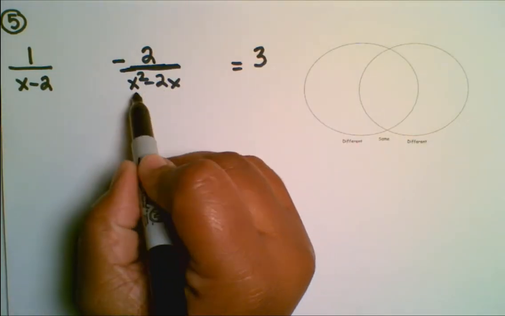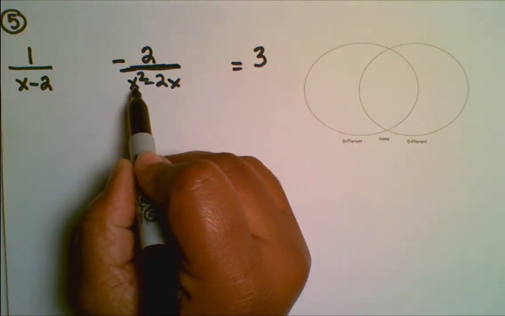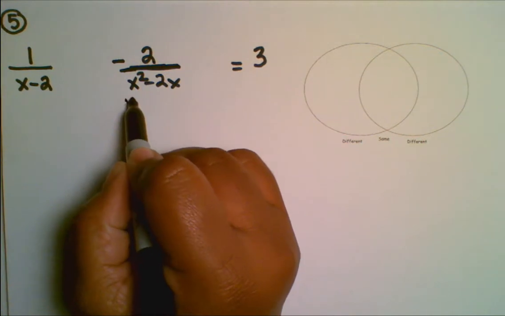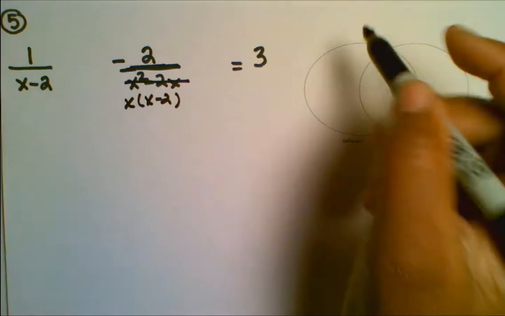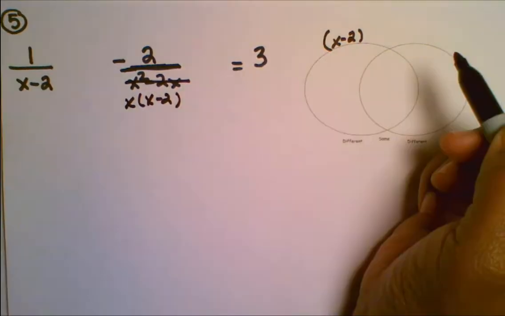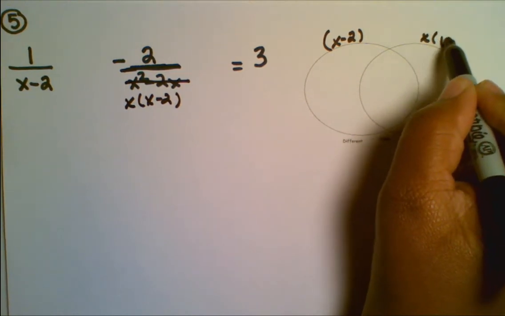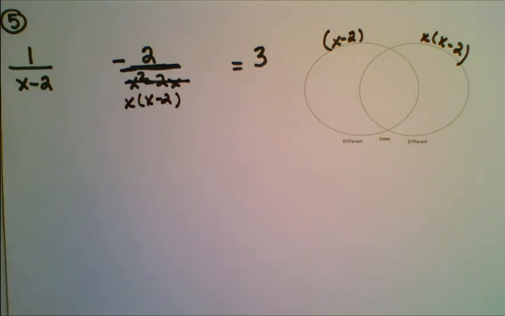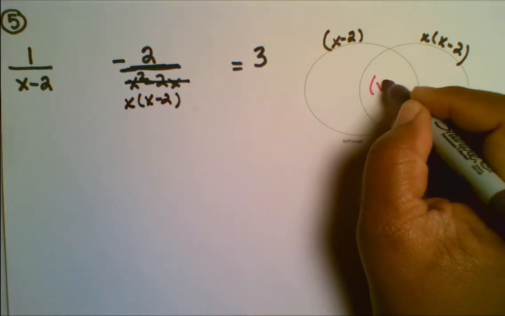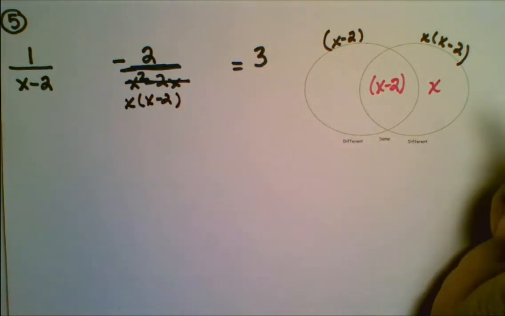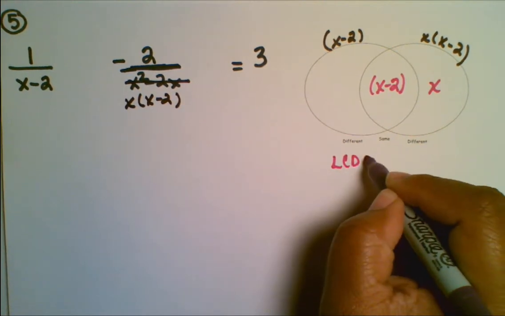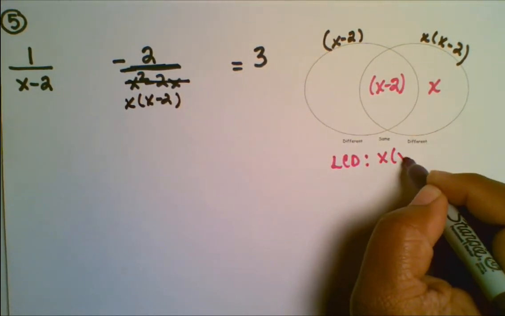But before we do that, let's take the second fraction denominator and factor it, meaning we can factor out an x and we have x minus 2 left. So our first fraction has x minus 2, and our second fraction has x times x minus 2. What is the same? The x minus 2. And what makes the second fraction different? There's an x. So let's identify the LCD, which is x times x minus 2.